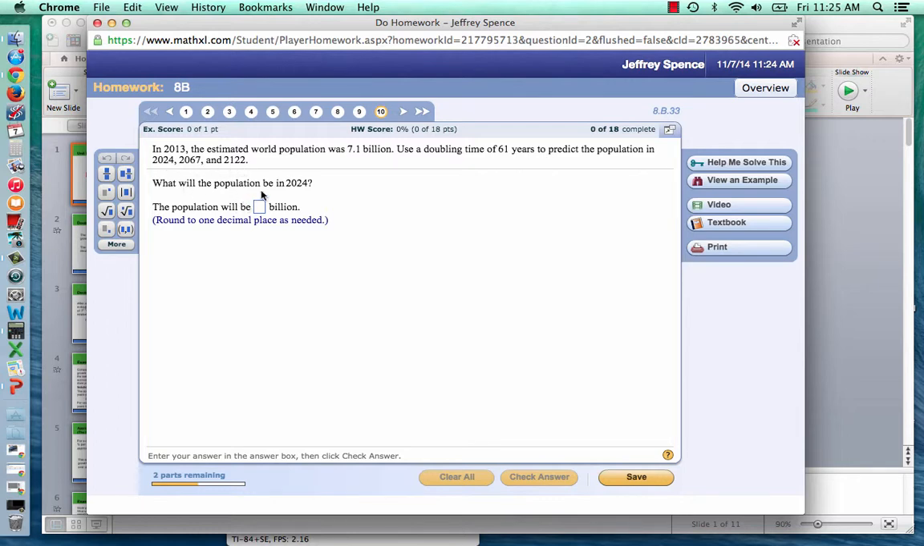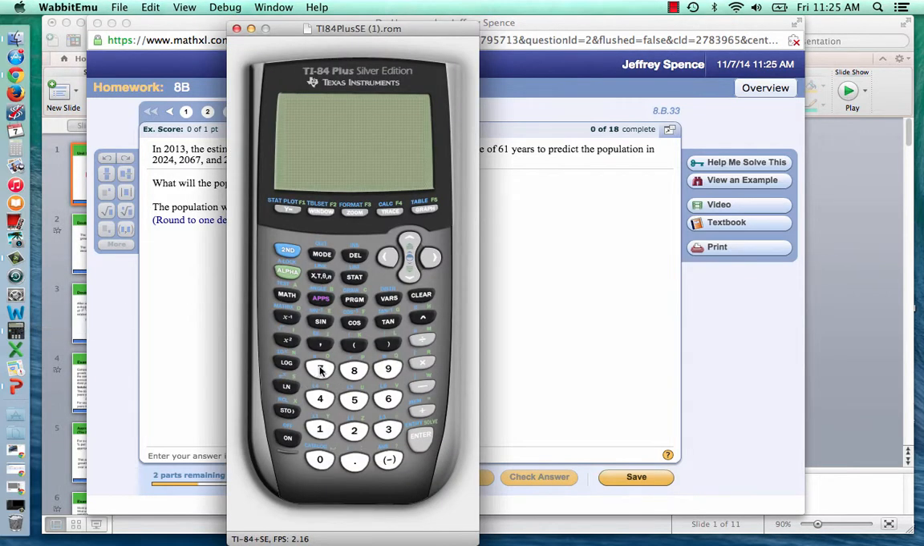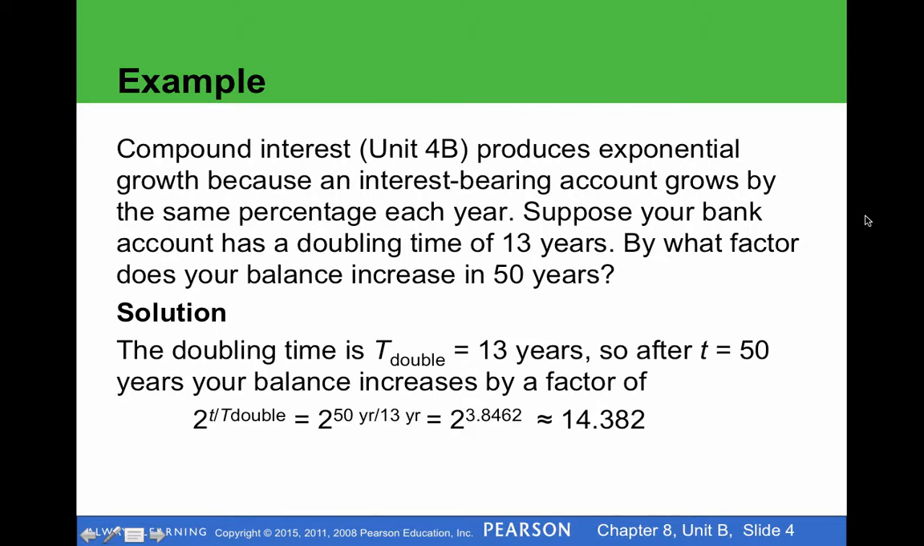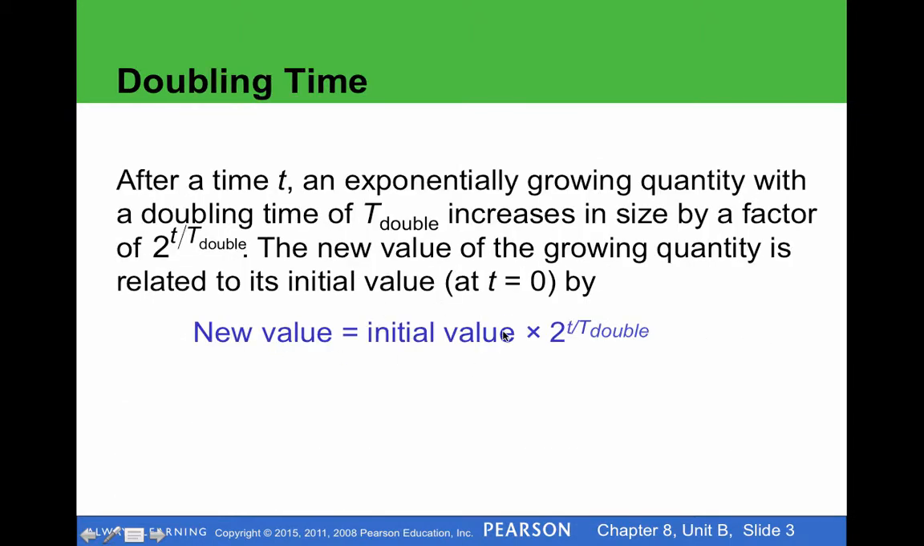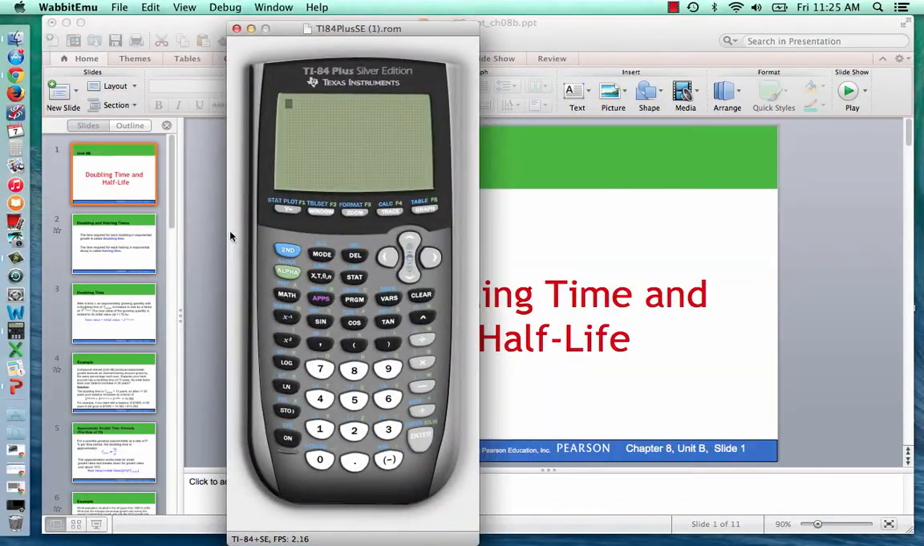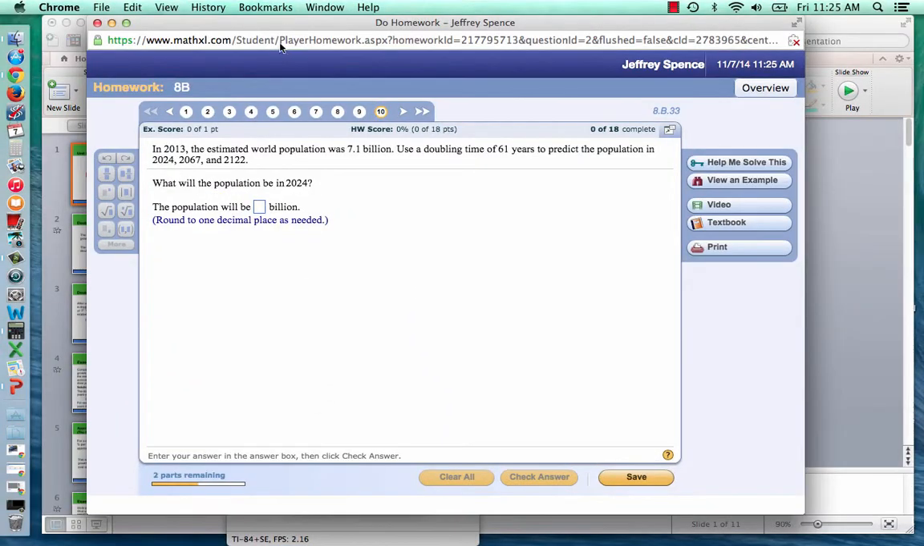Okay, well, if the doubling time is 61 years, and I want to figure out the population in 2024, that will be 11 years after 2013. I just subtract those and I get 11 years. So the starting population is 7.1 billion. So using my calculator here, I'm going to use my formula. Let me show the formula again. My initial value times 2 to the time, which is going to be 11 years, divided by the time to double. So 7.1 billion, let me make sure I'm typing this right here.